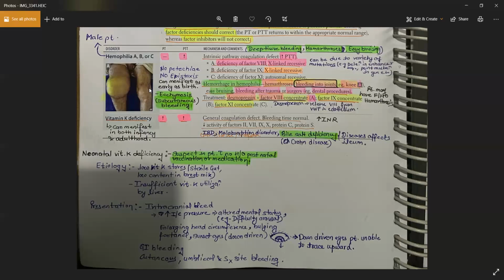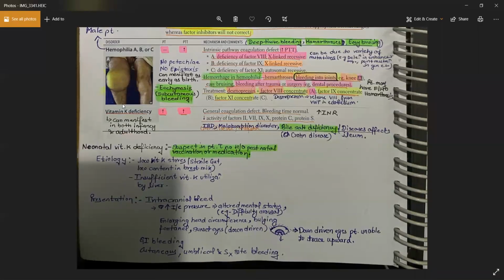Then comes vitamin K deficiency, in which you have a deficiency of factors 2, 7, 9, and 10. Because the common pathway is also involved, you can have elevated PT as well as PTT, along with deep tissue bleeding, like poor wound healing, hemarthrosis, or even a brain hemorrhage can happen.